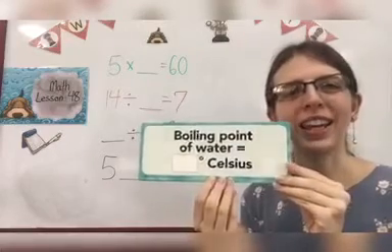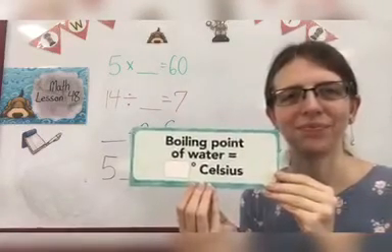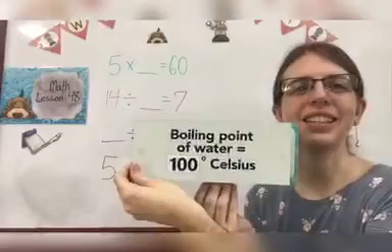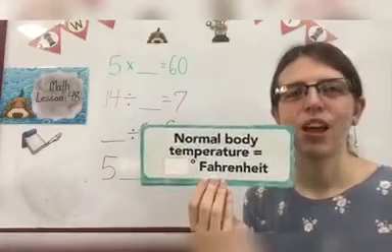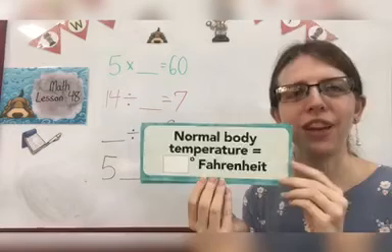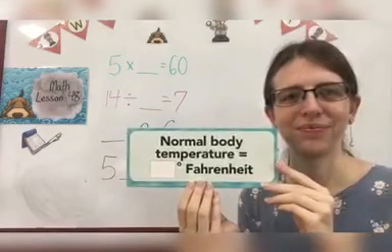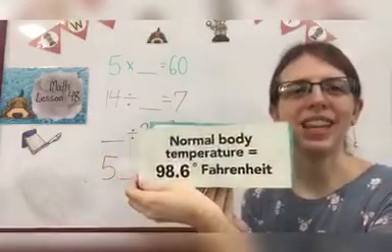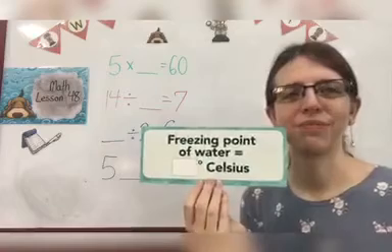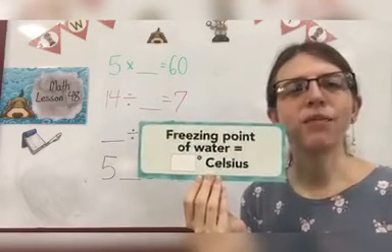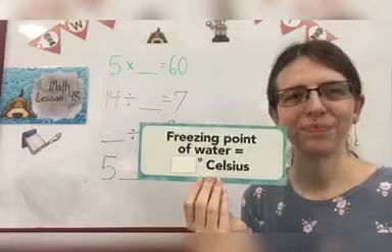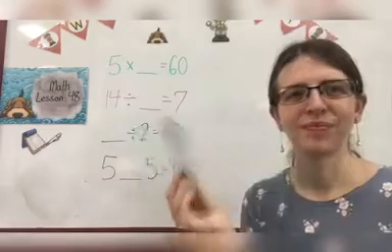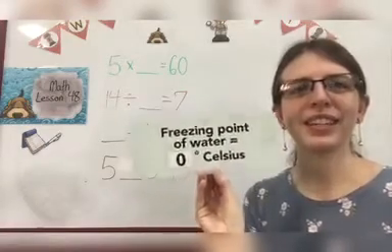Boiling point of water in Celsius. 100 degrees Celsius. Normal body temperature in Fahrenheit. 98.6 degrees Fahrenheit. Freezing point of water in Celsius. 0 degrees Celsius.